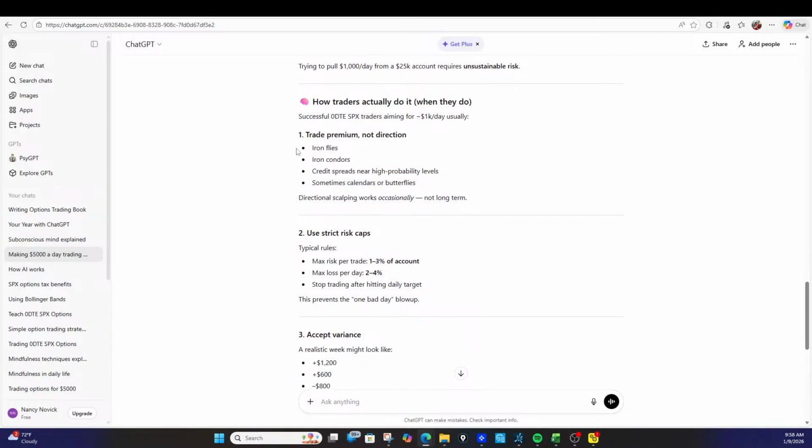Here it's saying trade premium, not direction. Iron flies. I don't even know what an iron fly is. I barely know what a regular fly is, much less an iron fly. Iron condors. I think a condor is a bird. Credit spreads. I don't know anything about this. This is all just difficult for me to understand.